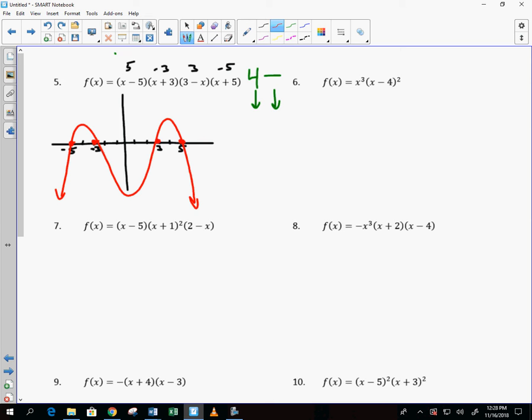What's the degree of the next one? 5. Positive or negative? Positive. Ends up. Starts down. My zeros are 0, 0, and 0, 4 and 4. What does that mean? Double root and triple root.